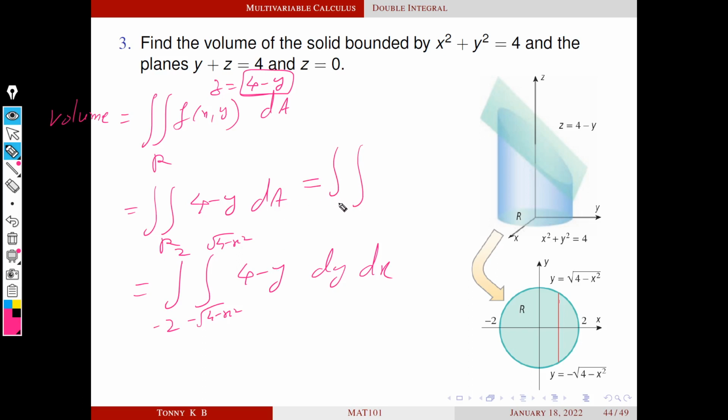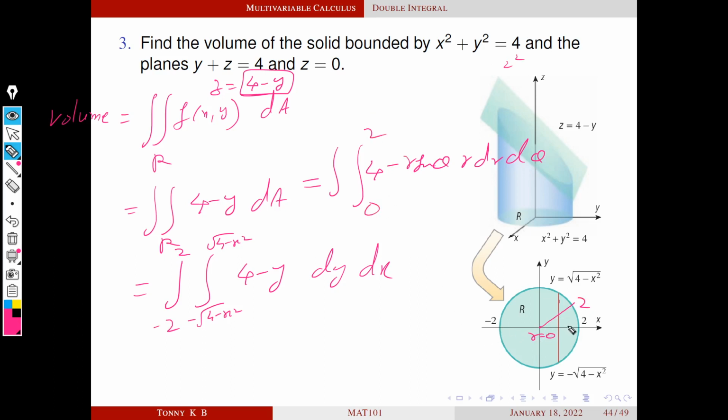To convert this to polar coordinates, this becomes a double integral of 4 minus, and what is y in polar coordinates? r sine theta, right? So this is the polar form of this function, and then r dr d theta. Next we have to identify the range of r and theta. Our aim is to cover this entire region. So r should vary from this point to this point. What is the lower value of r? 0. And what is the equation of the circle? x square plus y square equal to 2 square, so the radius is 2. So r is varying from 0 to 2.